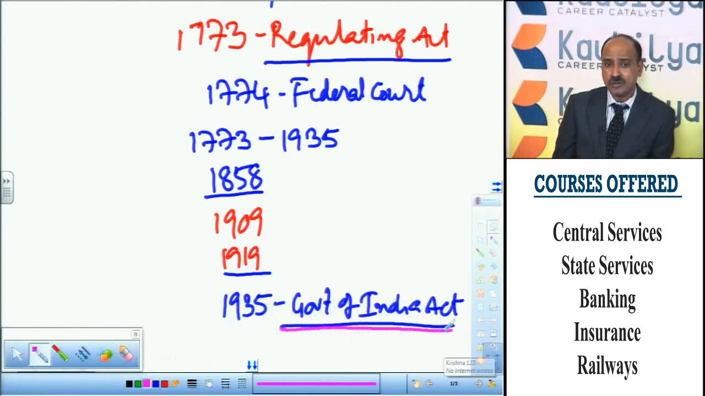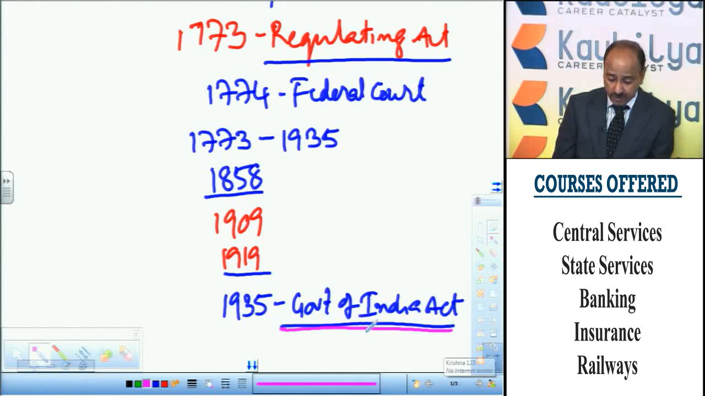It is the biggest act made by the Britishers in our country. According to this act, a federal system of government was implemented, meaning division of powers between the central and provincial levels. Provincial autonomy was implemented in 1935. The Federal Court was shifted from Calcutta to Delhi. Viceroy rule was implemented, and some powers were given to provinces also. All these developments occurred from 1773 to 1935 in our country.